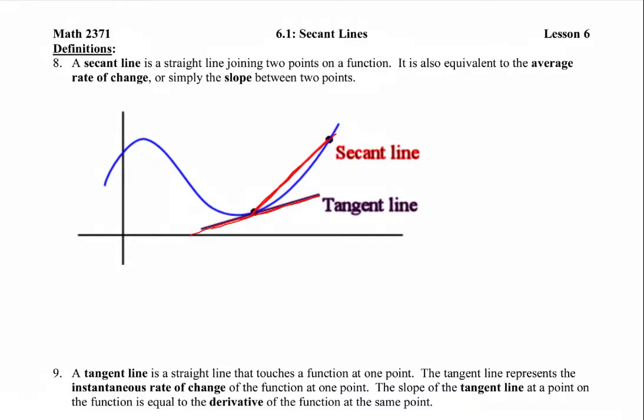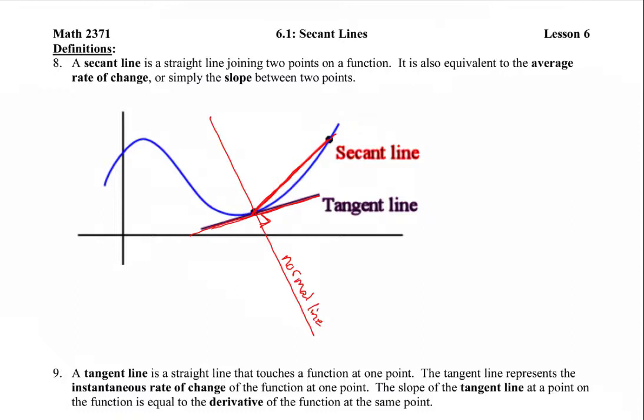Now the tangent line is the line that hits the function at one point. We also have what's called a normal line, and I'm putting a ruler on my iPad and trying to draw it here. The normal line is the perpendicular line to the tangent. So this is the normal line. It's perpendicular to the tangent line. Okay? And so those are the 3 lines that we're going to be looking at.